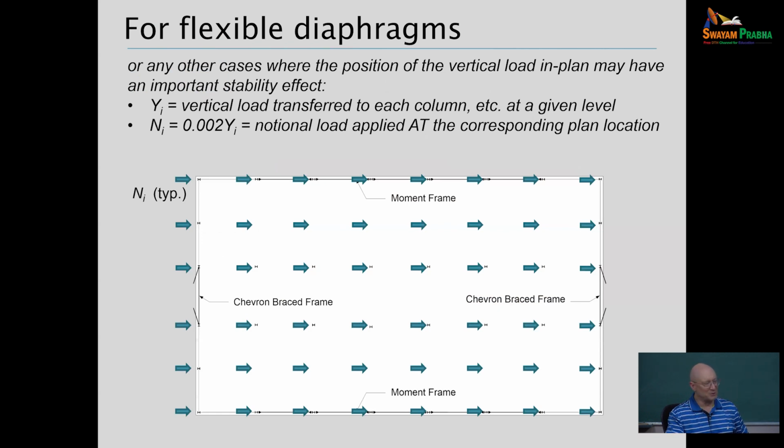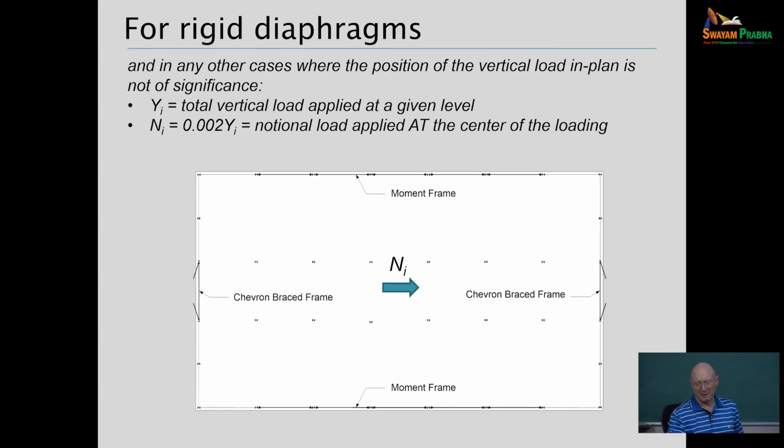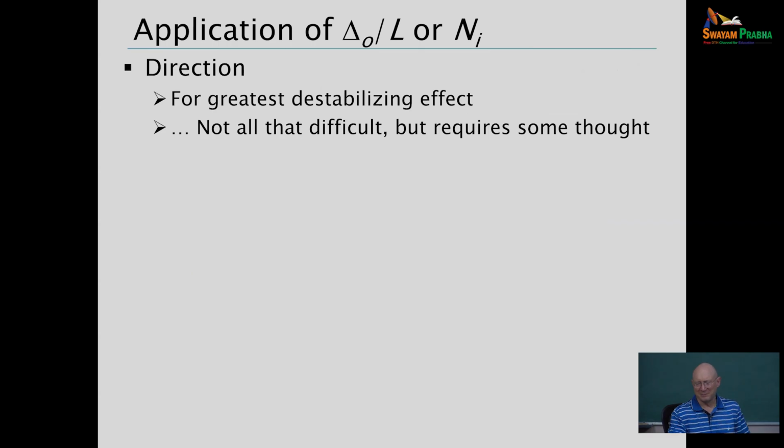If it's a relatively rigid floor, and I don't have anything special like a big vault in one corner of the building or whatever that's very heavy, if it's fairly well distributed, I'll just do one Y sub i for the whole frame and then look at its effects. That's what this slide is illustrating. All right, we're still not done.